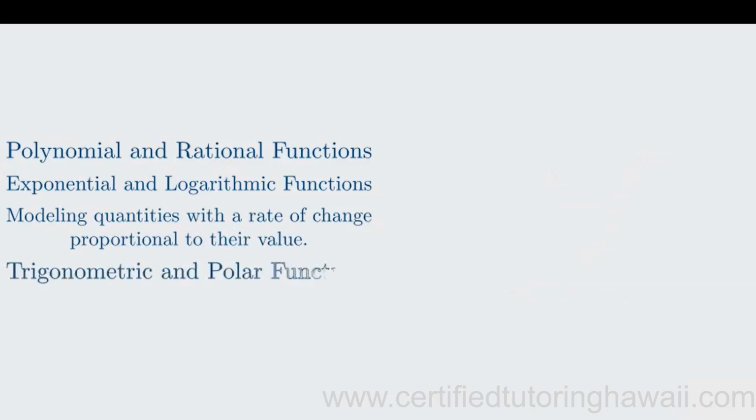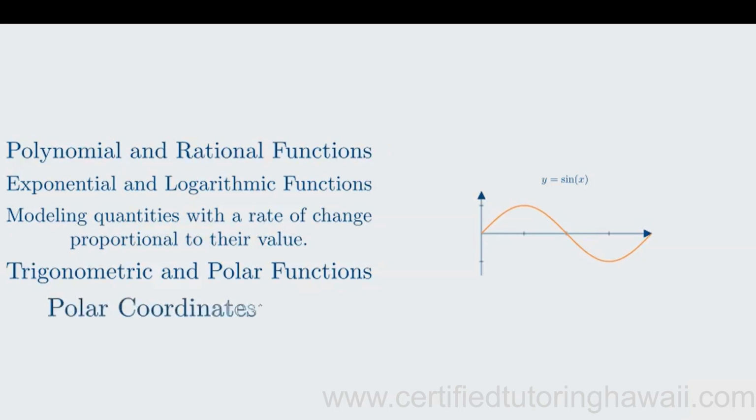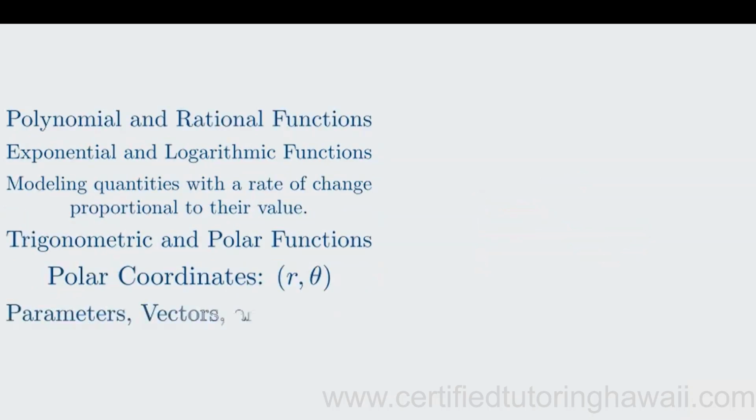Then, we dive into trigonometry. We explore periodic behavior, things that repeat, like the tides, sound waves, or the rotation of a wheel. We also extend this into polar coordinates, where we locate points using a distance and an angle rather than just left-right and up-down. Finally, we look at more advanced ways to define relationships, using parameters, vectors, and matrices. These tools are essential for modern data science and physics.